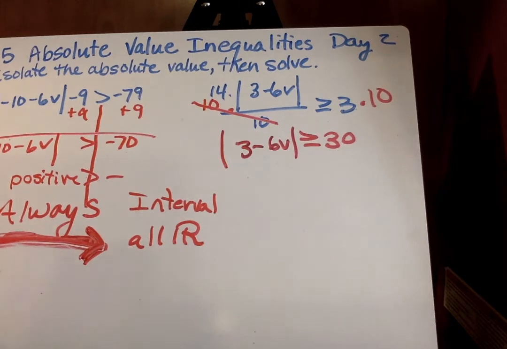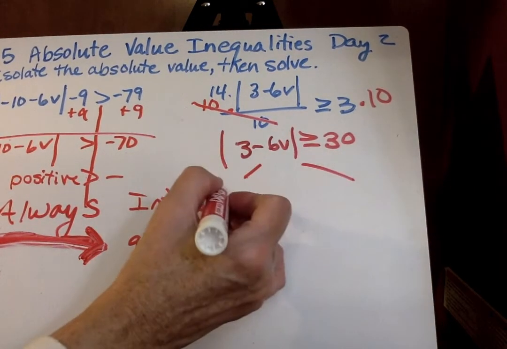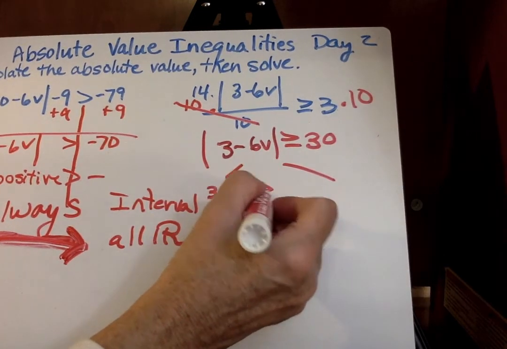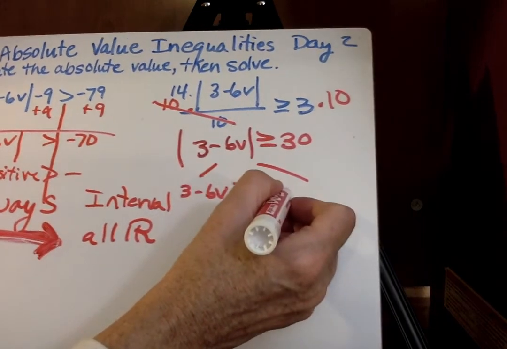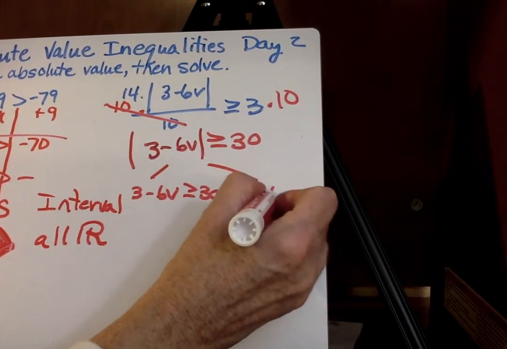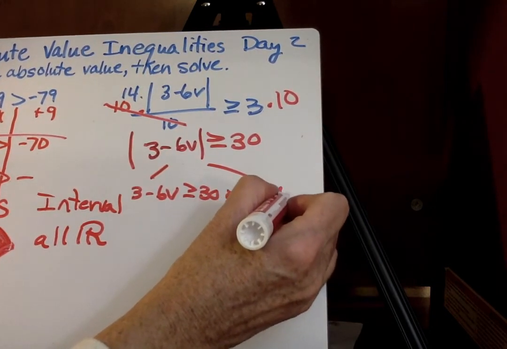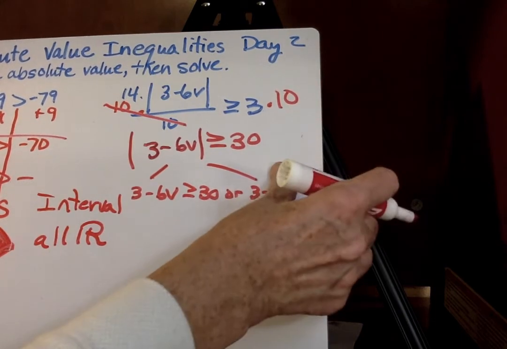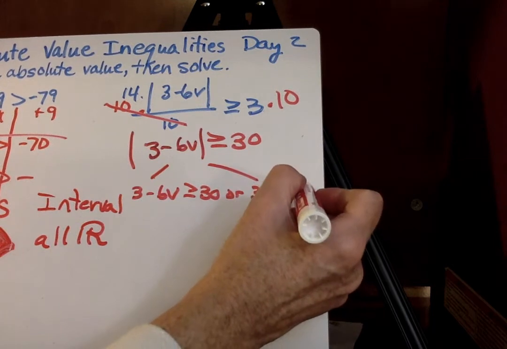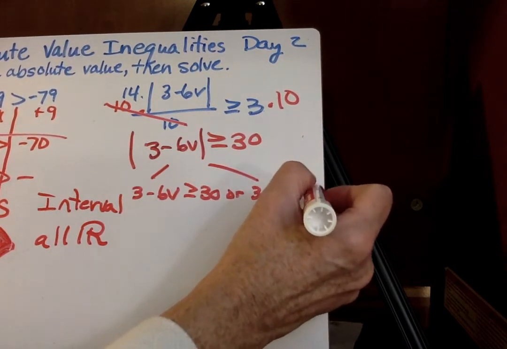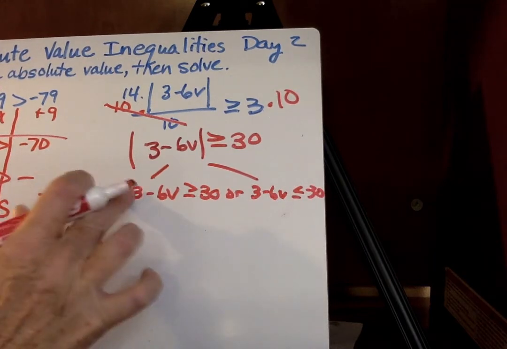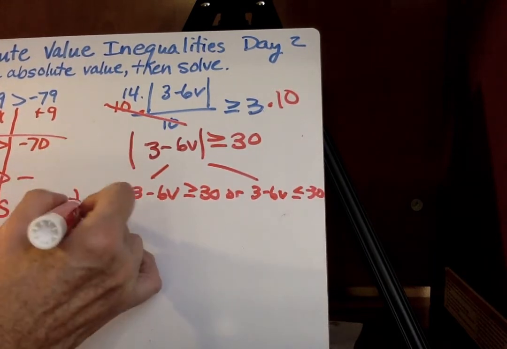So we go ahead and make our two equations here. 3 minus 6v is greater than or equal to 30, or 3 minus 6v, I'm going to make it a capital V. No, I'll just redo it. Is less than or equal to negative 30. Running out of room there. Okay. So I'm going to erase this interval a little bit.